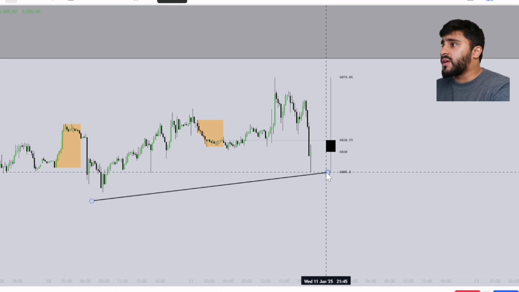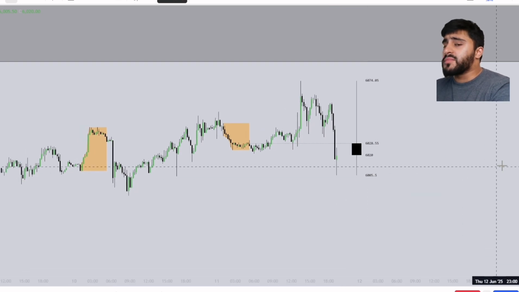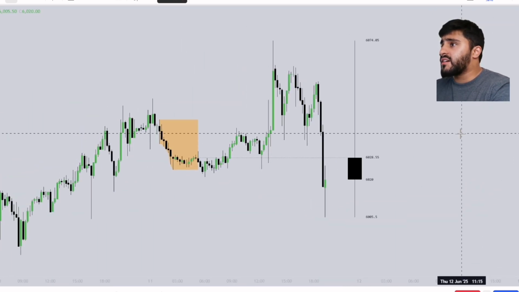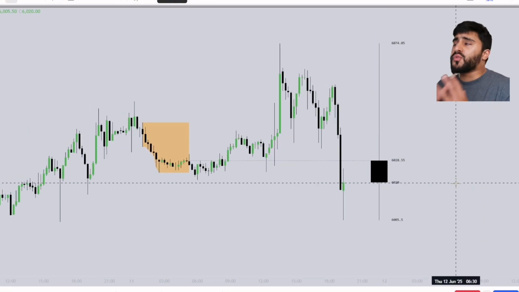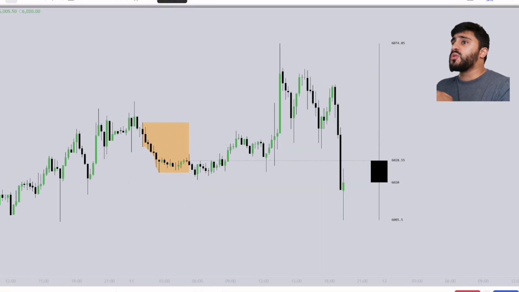So let's take a look at what's going on. Now, on the 15-minute time frame, I'm typically looking at a few different things, and let's zoom into this price action over here. First, what I want to see is previous day liquidity being swept. Now, this is so important.